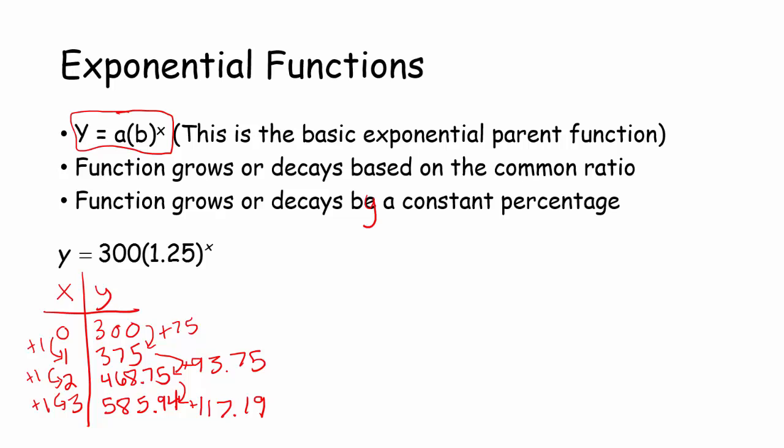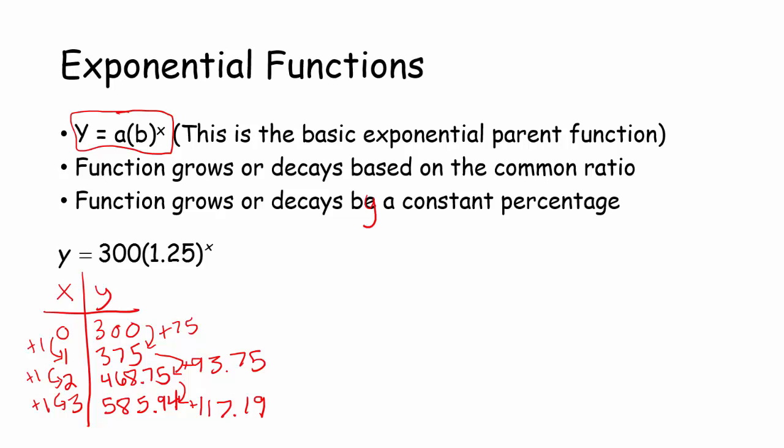So if this function had a constant rate of change, every time x would go up by 1, these y values would have to go from 300 to 375, then it'd have to go up by 75 again, then by 75 again. But that's not what's happening. When x goes from 0 to 1, y goes up 75. But when x goes from 1 to 2, y goes up by 93.75. And when x goes from 2 to 3, y goes up by 117.19. So the rate of change here is increasing. But the function is increasing by a constant percentage.